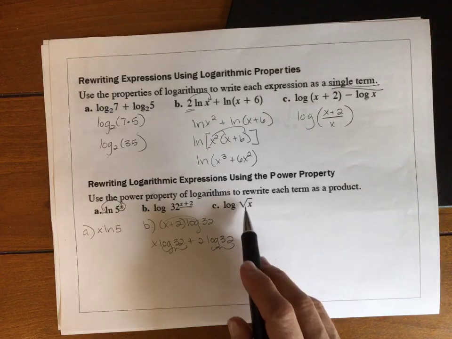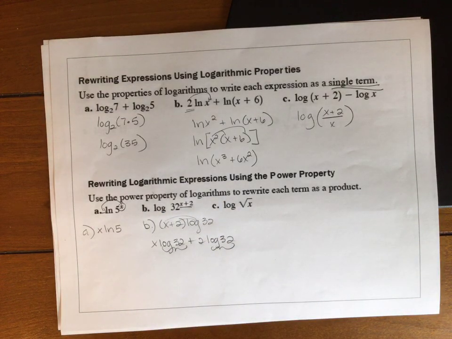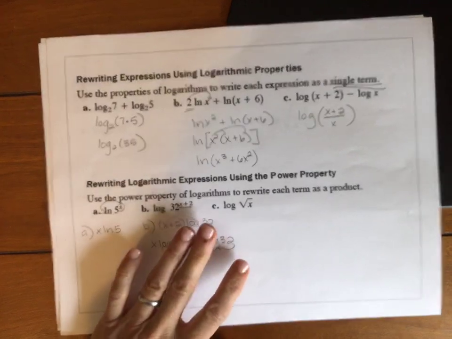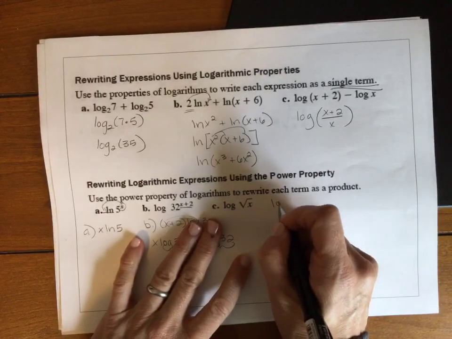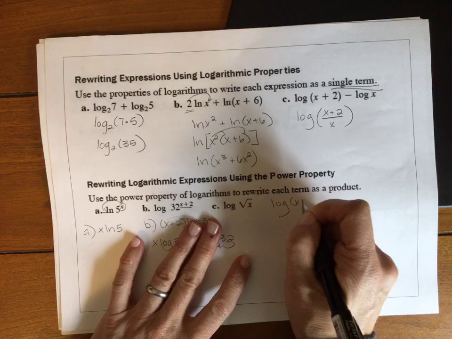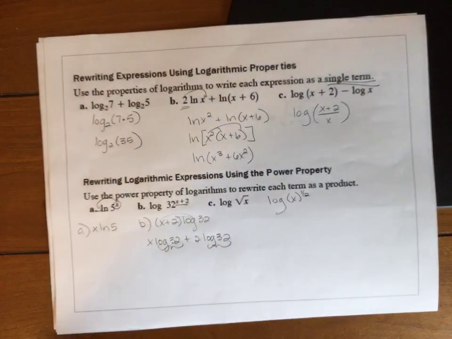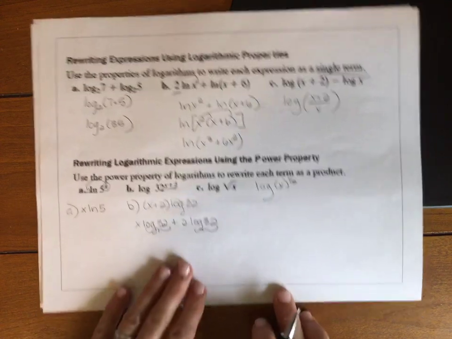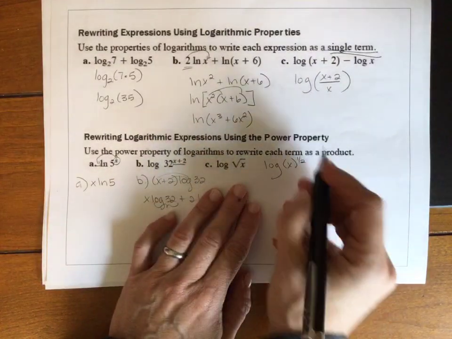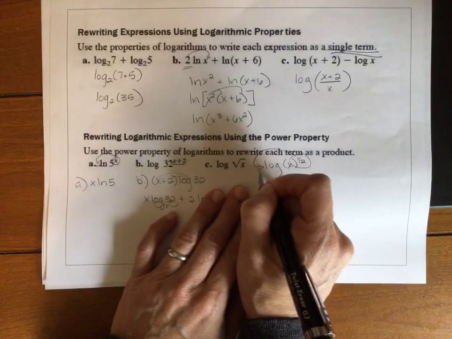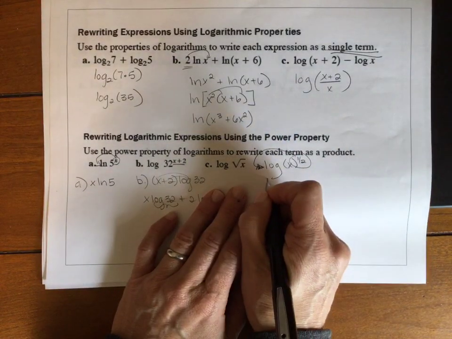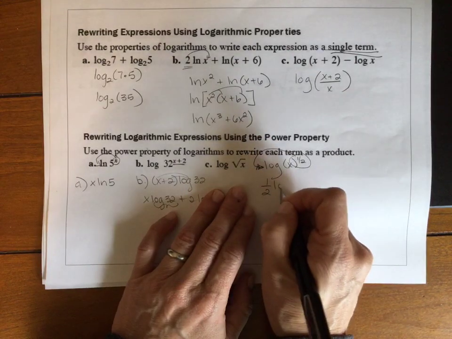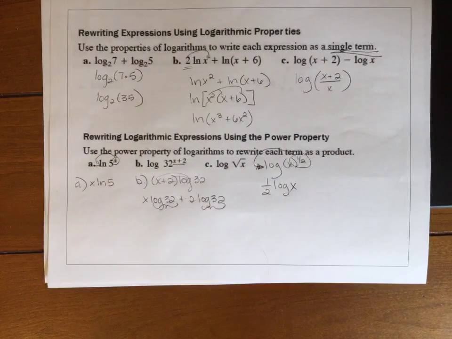What can we write this square root as that would be an exponent? I'm going to pause, let you think about that. We can also say that this is log of x to the 1/2 power. So we're going to want to get used to thinking of square root as a fractional exponent of 1/2. And now that can be multiplied up front, where my final answer would be 1/2 log of x.